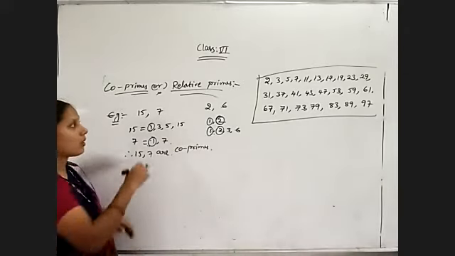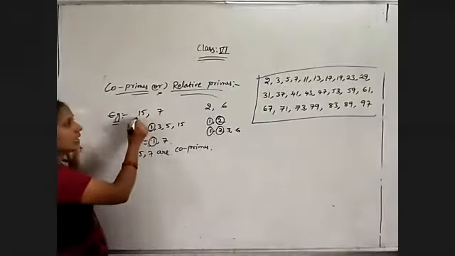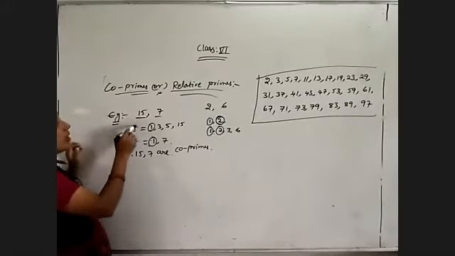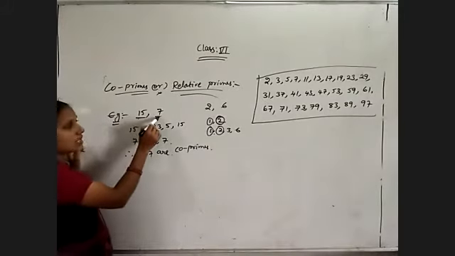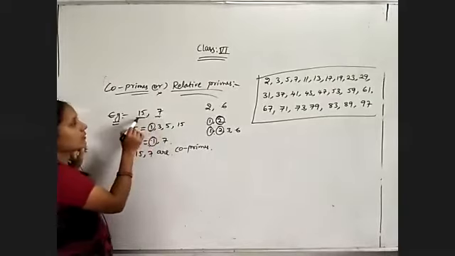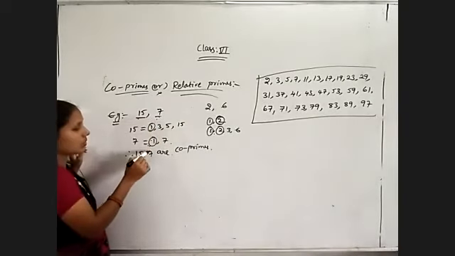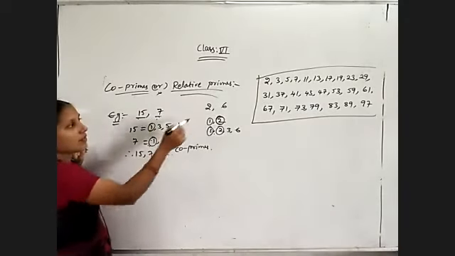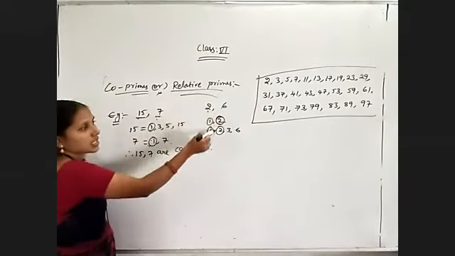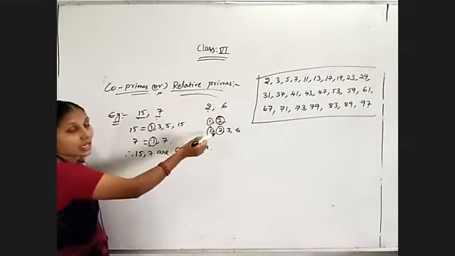Now here observe 15 and 7. 15 is a composite number, 7 is a prime number. So when one is composite and one is prime, then also we are getting co-primes. And when one is prime and one is composite, in some cases we do not get co-primes.